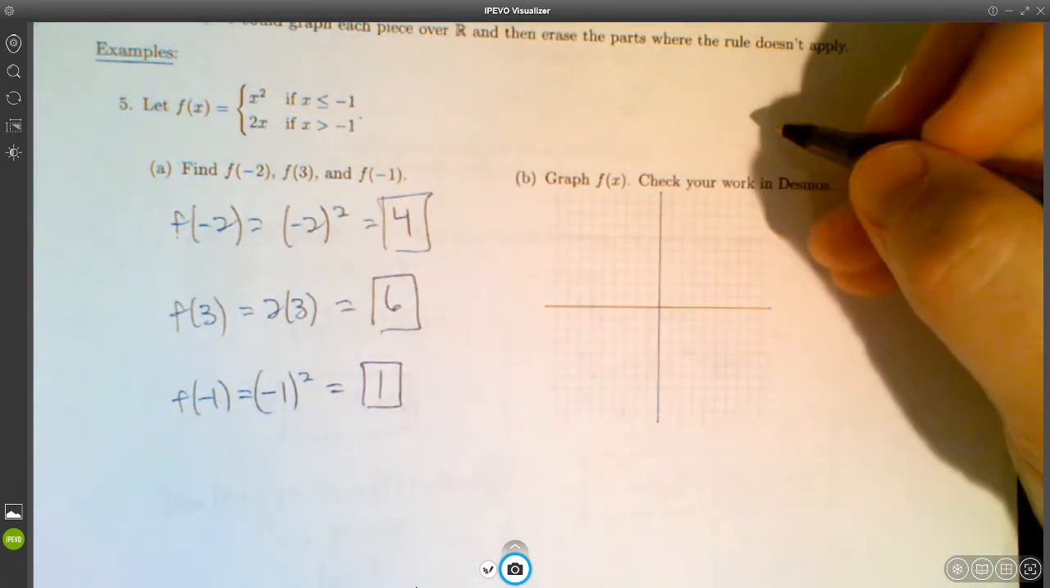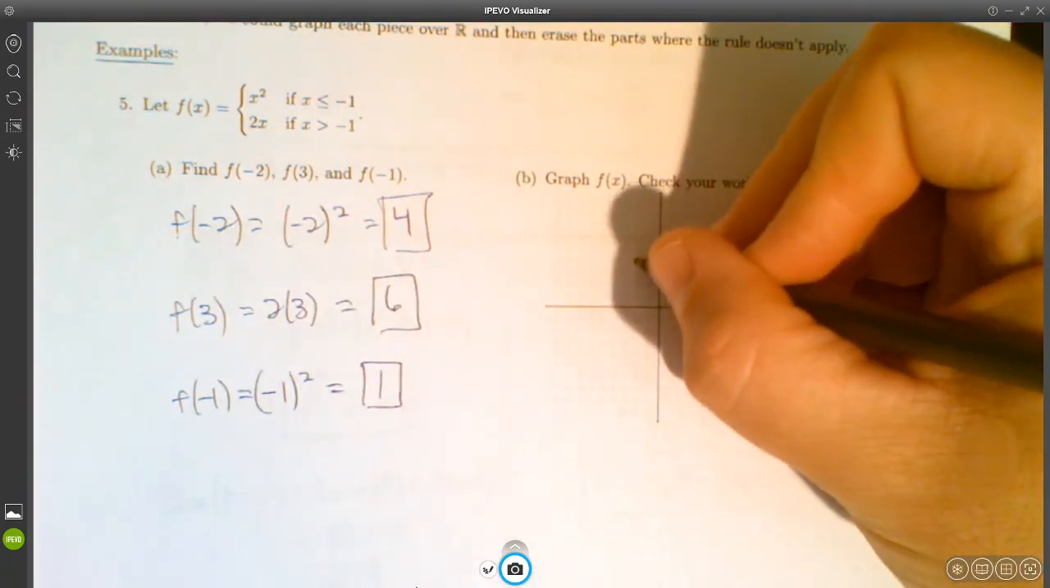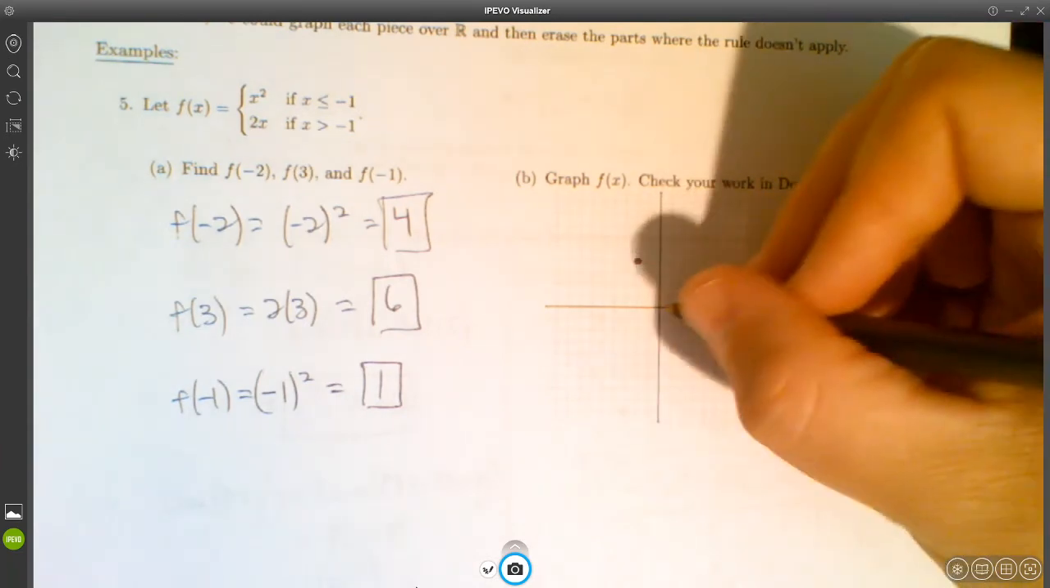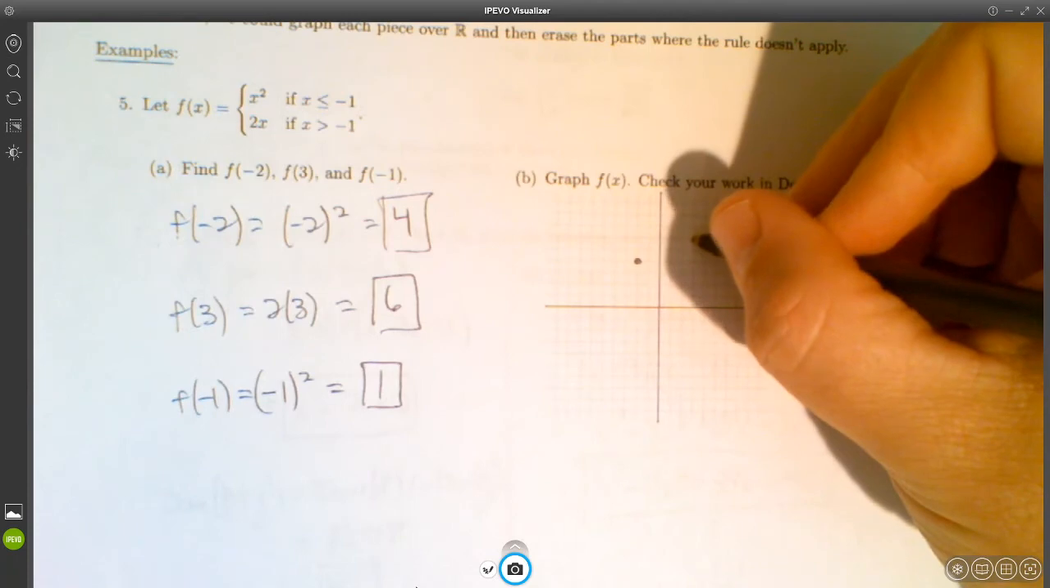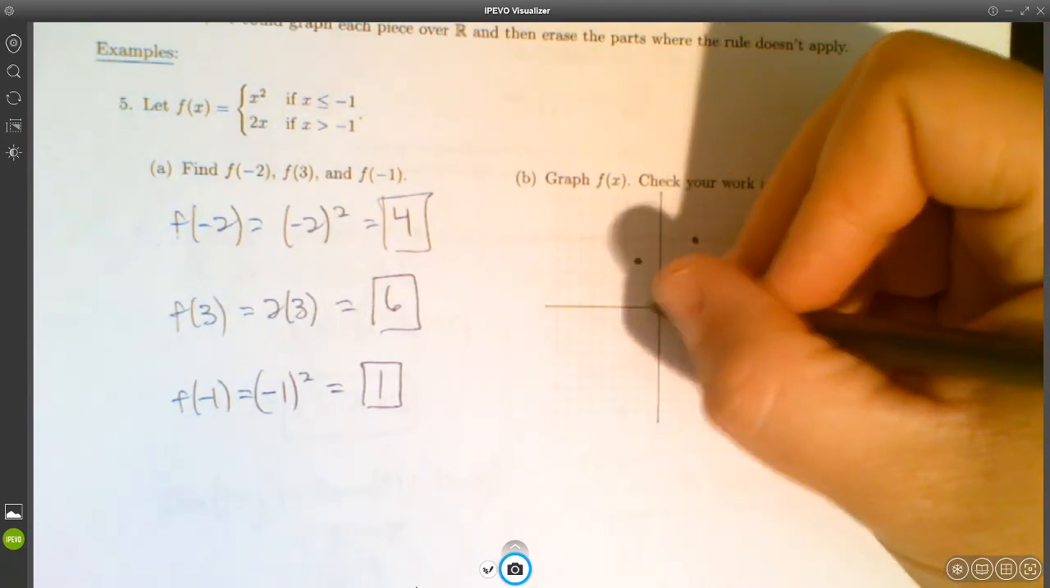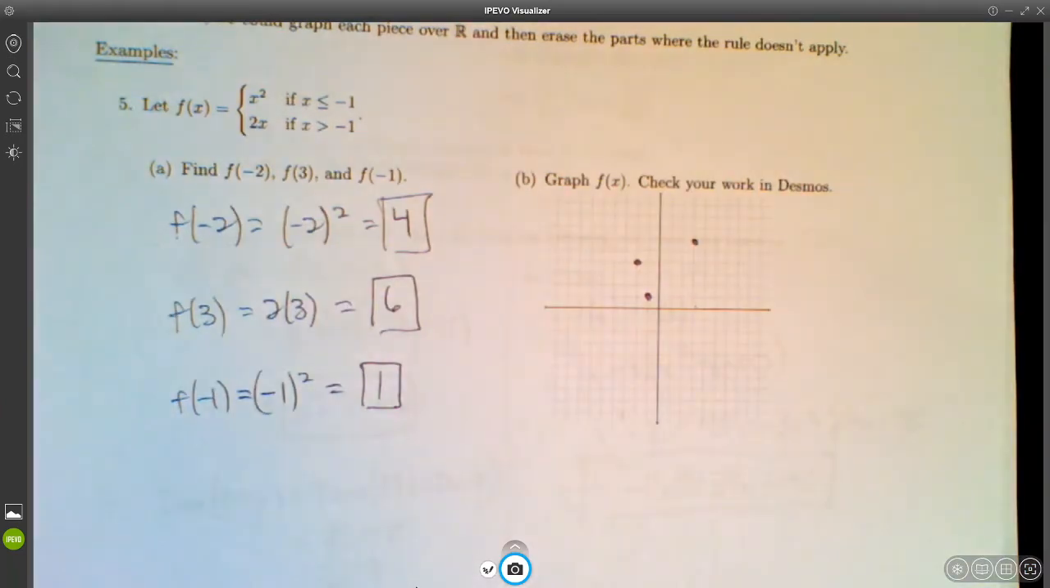So we could plot those points, right? We know that f of -2 is 4. We know that f of 3 is 6. 2, 3, 4, 5, 6. And we know that f of -1 is 1. That doesn't give us a very good picture so far, but hey, it gives us a starting point.